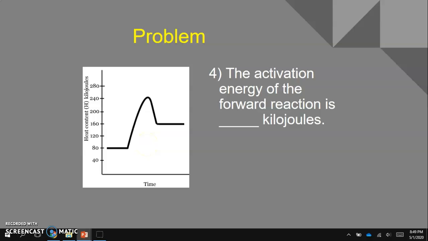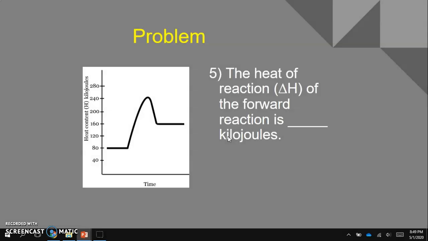So here it says the heat content of the activated complex of the forward reaction is about what? So again, our activated complex is located right here at the peak. We should have looked at that in that chart in our lesson video. So our activated complex is here, and that corresponds with 240. So it's going to be 240 kilojoules. You really just have to follow the line over and read the corresponding heat content.